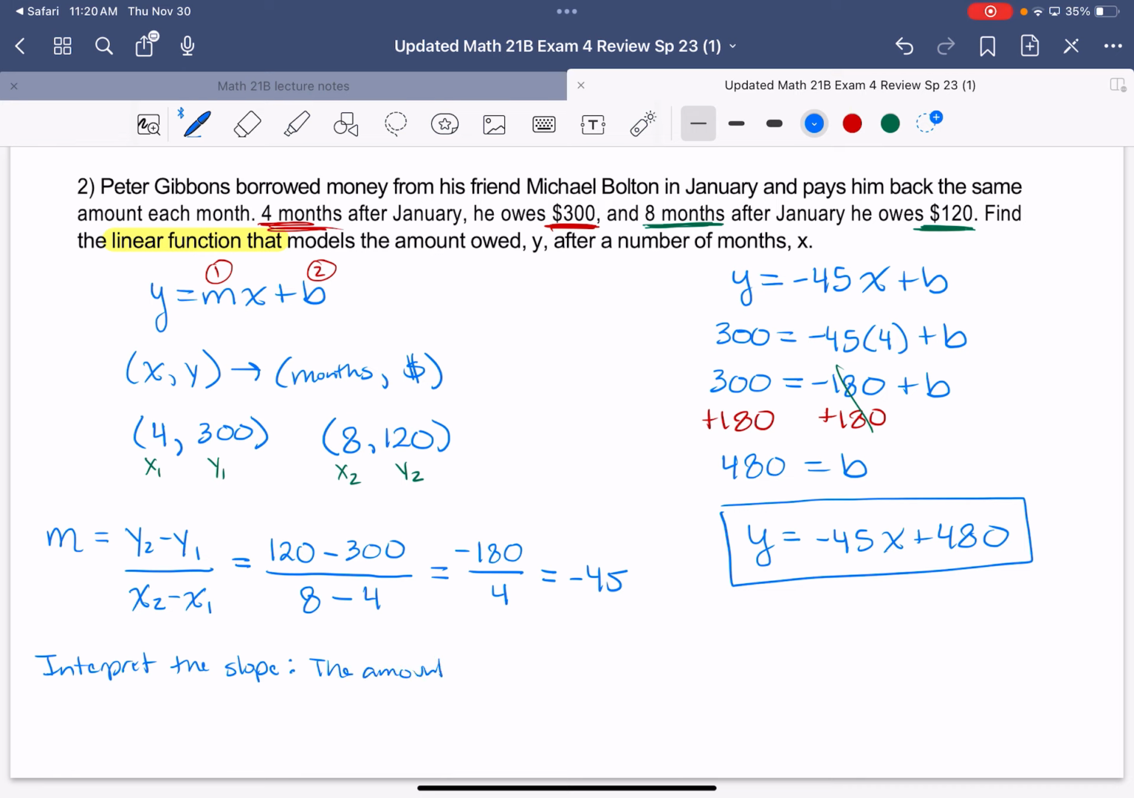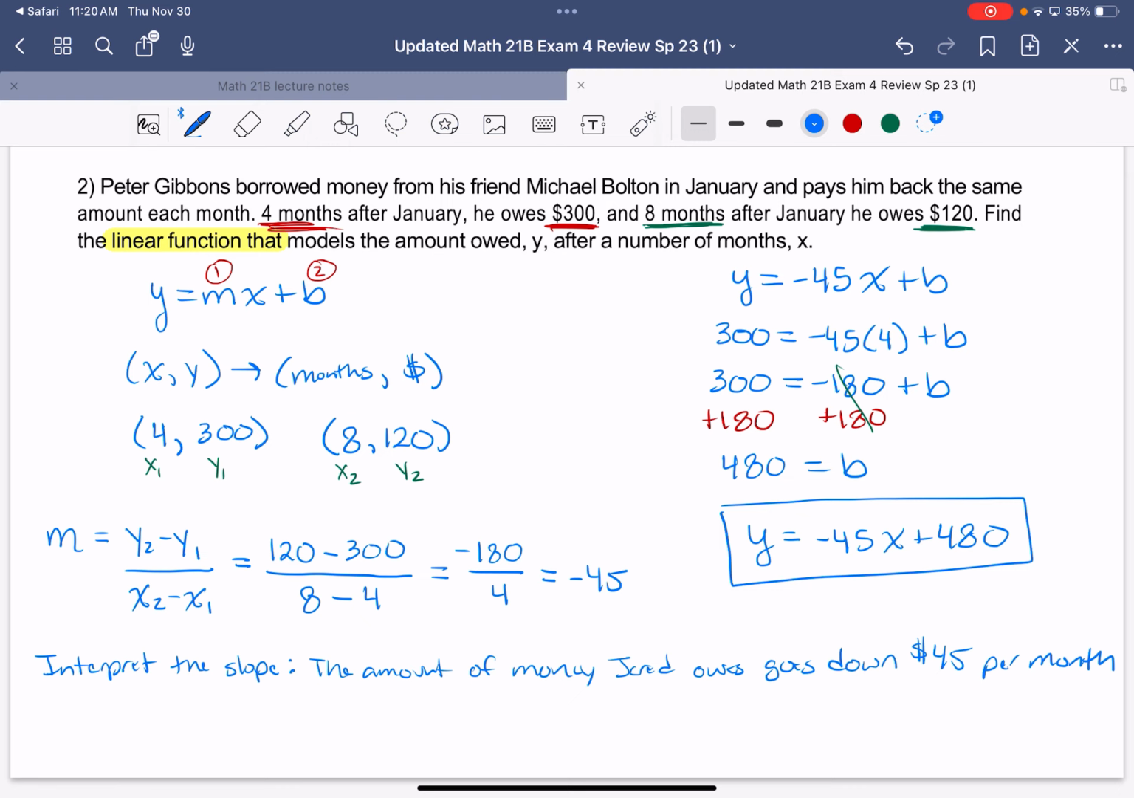The amount of money Jared owes goes down, again, I'm saying goes down because it's negative, goes down $45 per month, or each month, however you want to say that. Which makes sense because he's paying off his debt, right? So how much he owes should be going down, and it's going down $45 a month. Any questions on that interpretation? All right. So again, the interpretation needs to be in the context of the problem.